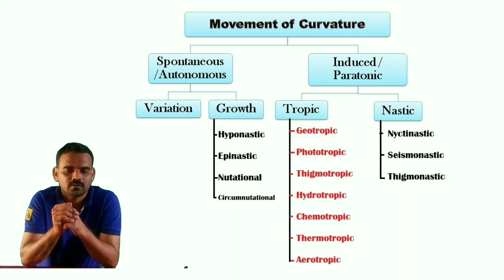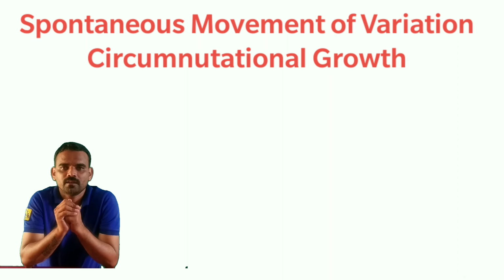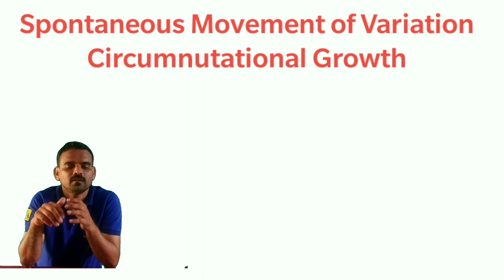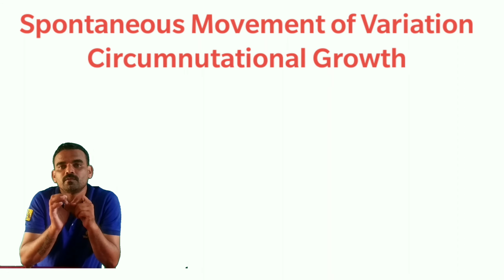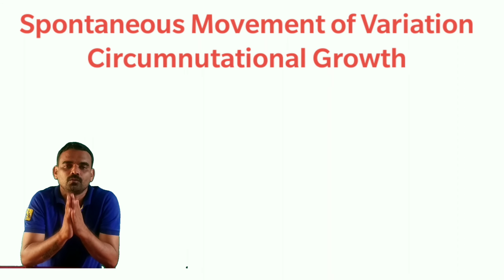Next, that is the circumnutational growth pattern or growth movement. In this type, generally the apex is strictly rounded, and its growth is taking place in a rotational way. Such type of growth pattern is known as circumnutational type of growth.